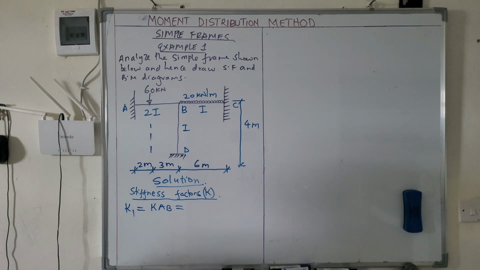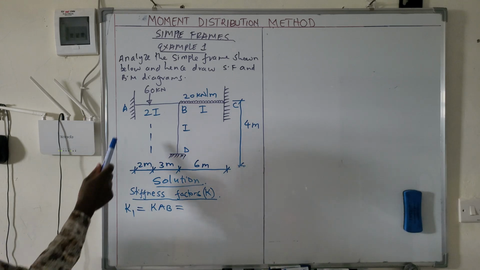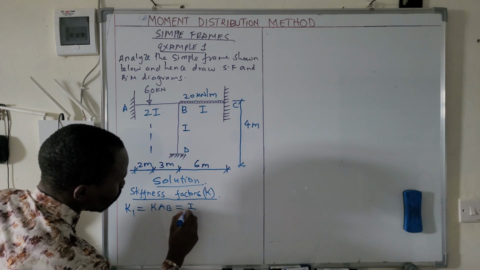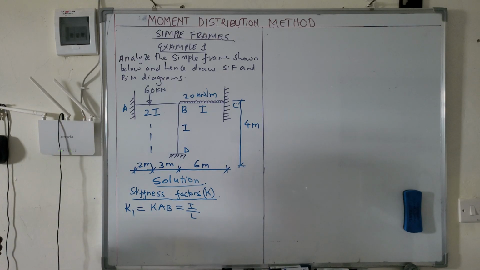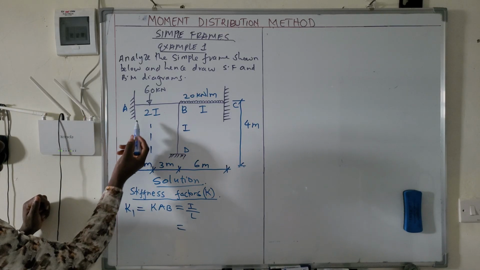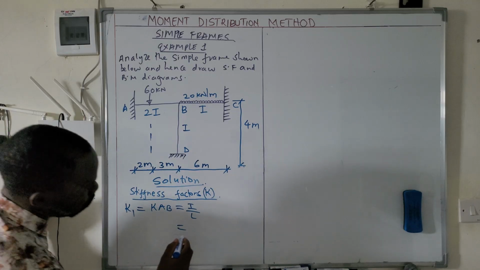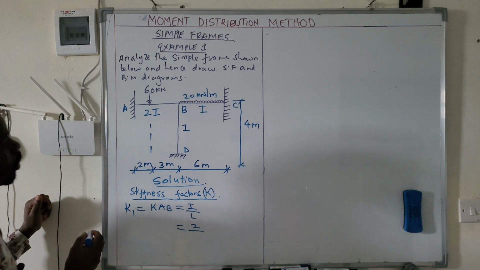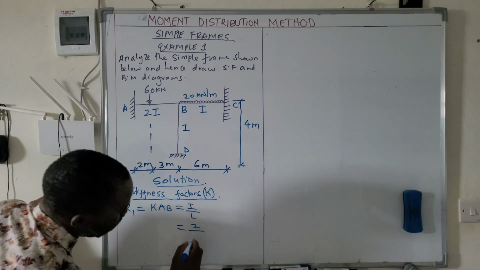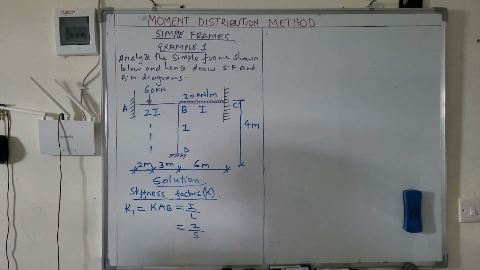So as you can see, AB is a fixed beam or a span. So the formula for this, remember, is I over L. So this one is equal to I. This is I. So here we have 2I. So we'll have 2 and then L. L is this distance from here to here. So 2 plus 3, that is 5. So that is K1.